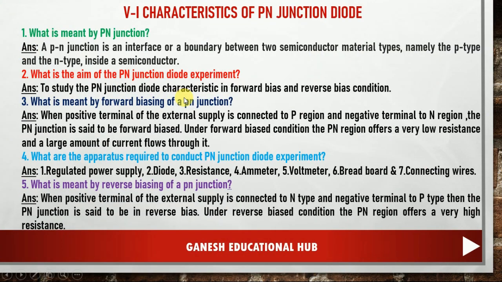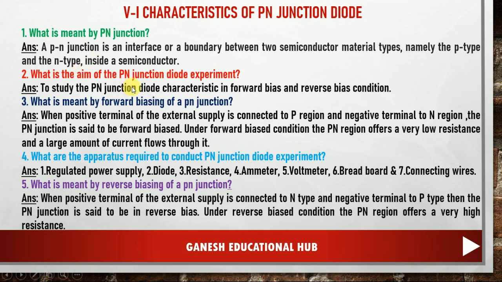VI characteristics of PN junction diode. First question, what is meant by PN junction? A PN junction is an interface or boundary between two semiconductor material types, namely the P-type and N-type semiconductor material inside a semiconductor. That is called PN junction. Simply, PN junction means an interface or boundary between two semiconductor materials, that is P-type and N-type.